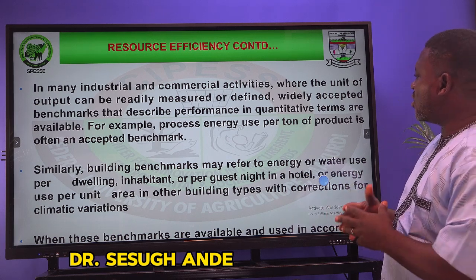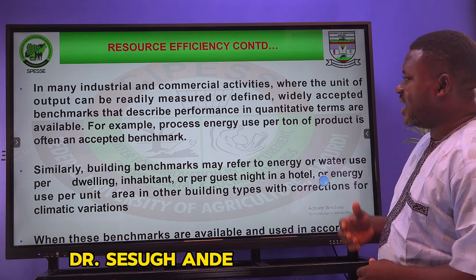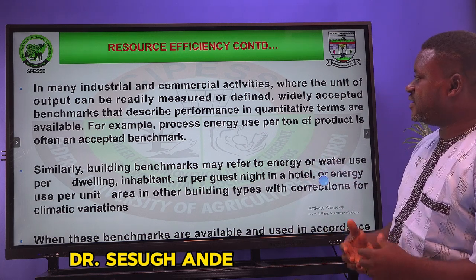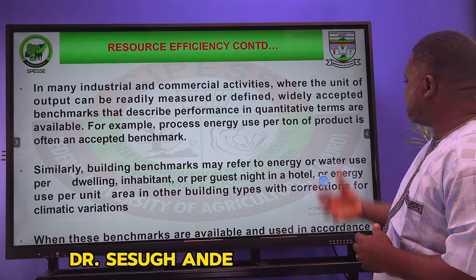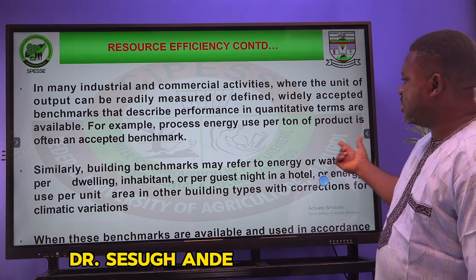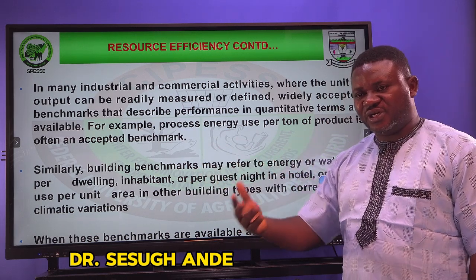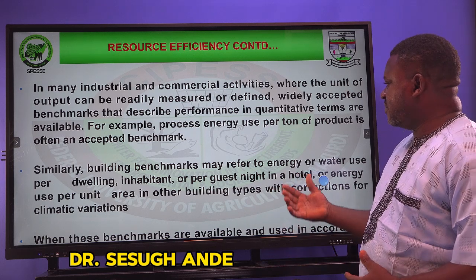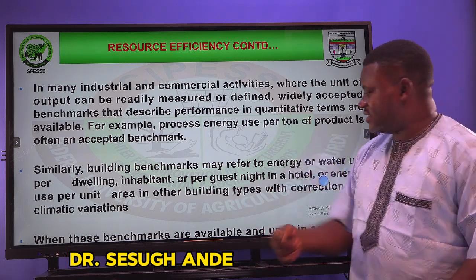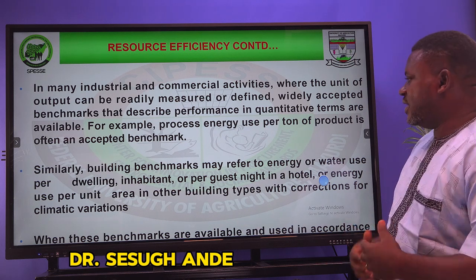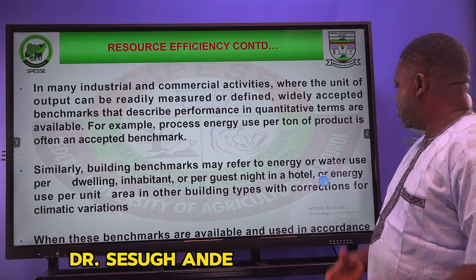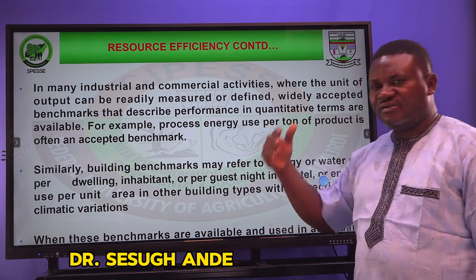In many industrial and commercial activities where the unit of output can be readily measured or defined, widely accepted benchmarks that describe performance in quantitative terms are available. For example, process energy used per ton of product is often an acceptable benchmark. Similarly, building benchmarks may refer to energy or water used per dwelling inhabitant or per guest night in a hotel, or energy used per unit area in other building types with corrections for climatic variation.